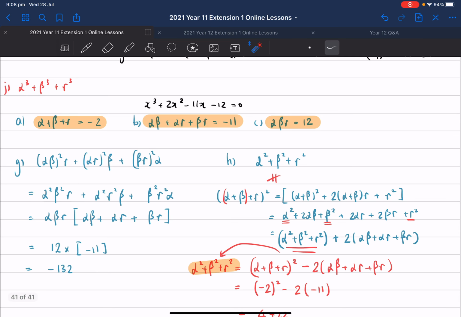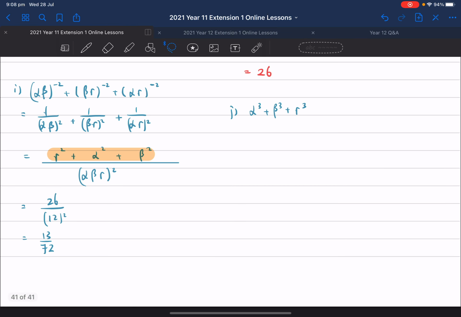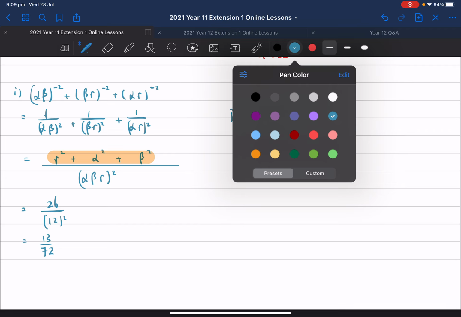So how do you do it? There's a very special way to do power 3. Very, very special. So please learn this method. Okay? Very special way. And that special way comes from using the original equation of the polynomial. So what does that mean? I'm going to show you the working out, and hopefully you will understand what's going on.